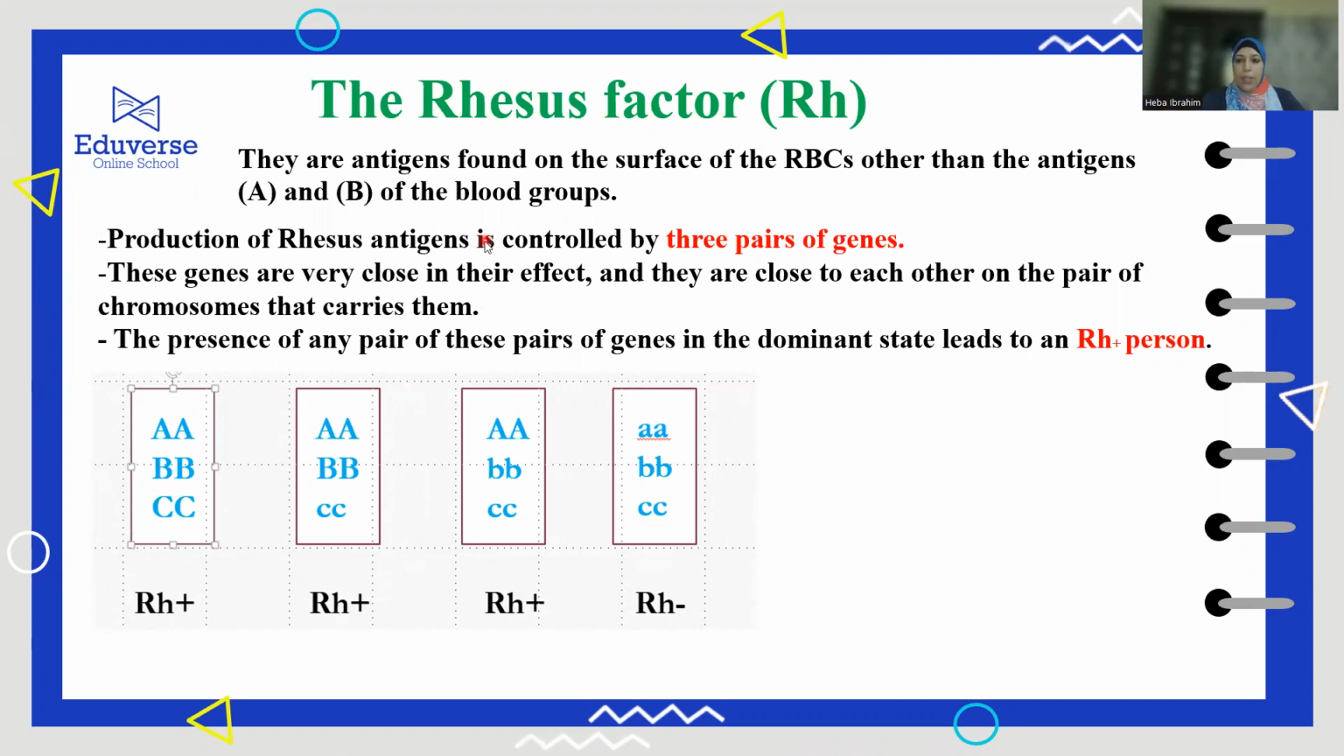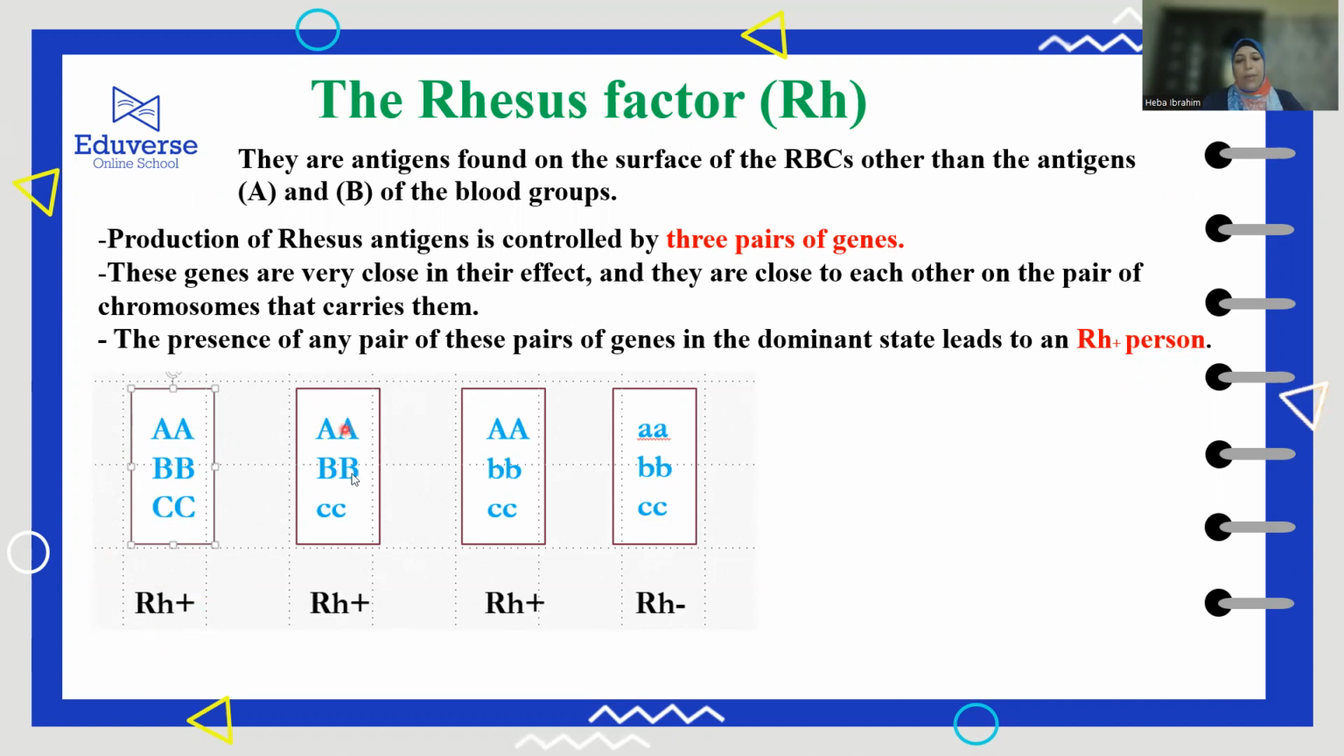This Rh factor, its inheritance is controlled by 3 pairs of genes, or 6 genes. So to be a positive Rh person, you need to inherit at least only one dominant gene from the 6 genes. For example, A capital, B capital, C capital, and so on. If all 6 genes are dominant, this individual will be positive Rh.